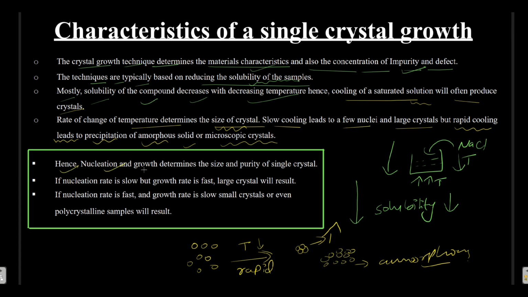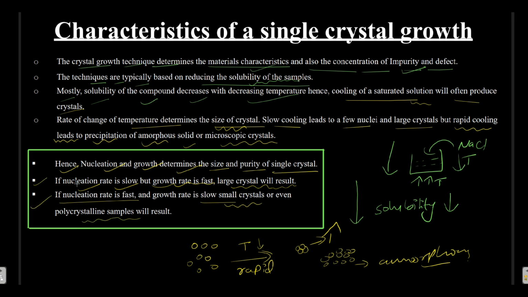So hence, nucleation and growth determines the size and purity of the single crystal. If nucleation rate is slow, but growth rate is fast, larger crystal will result. I'll explain it later in the video. Similarly, if nucleation rate is fast and growth rate is slow, small crystals or even polycrystalline sample will result.